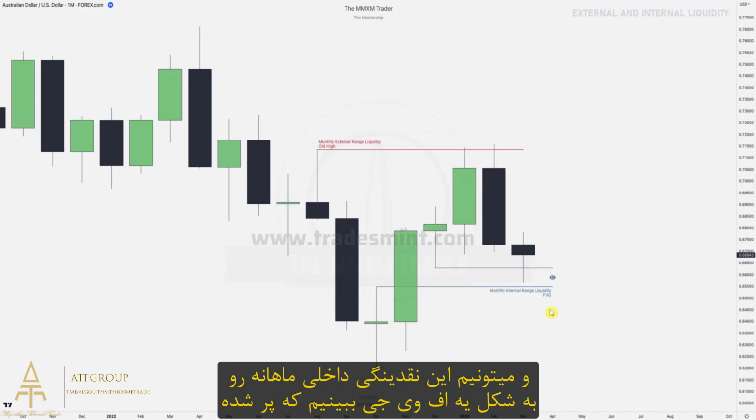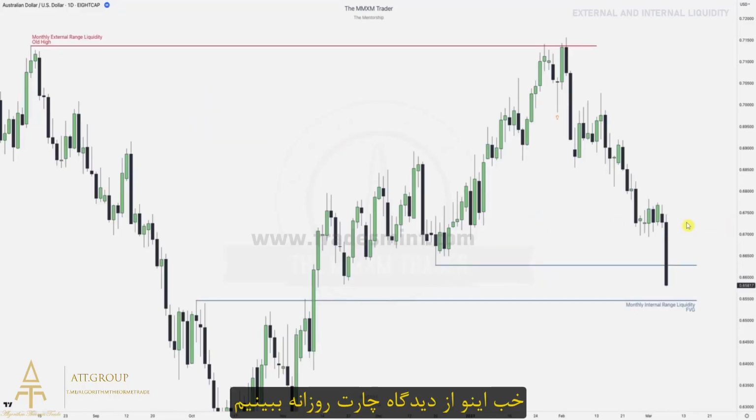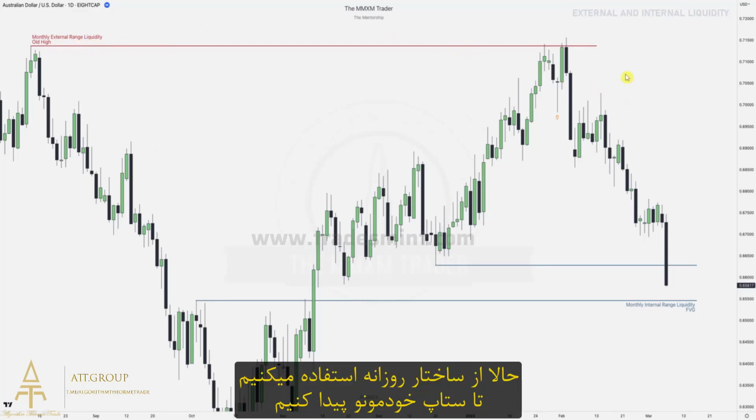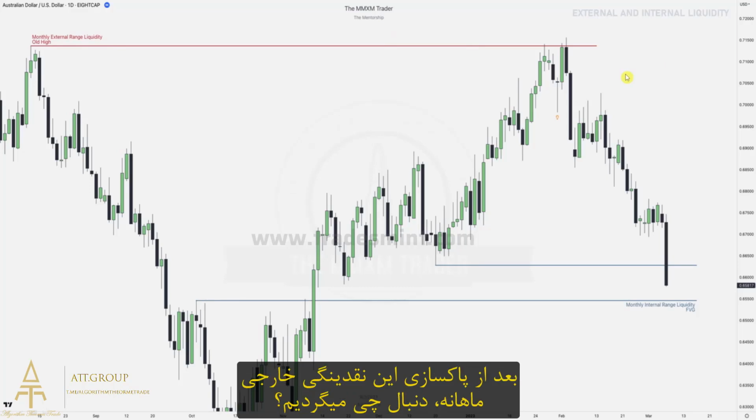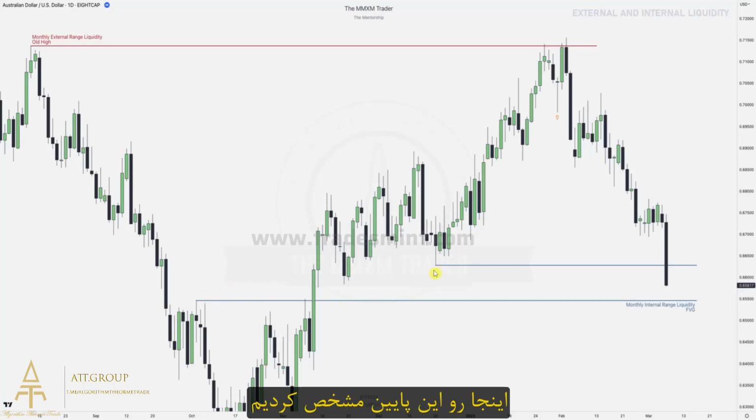We can see this monthly internal range liquidity in the form of a fair value gap gets stacked. Now, what happens afterwards? Right? Let's look at this from a daily perspective. We take out the monthly external range liquidity. Now, using daily structure to frame our setups, what are we going to be waiting for? After this monthly external range liquidity has been taken, we're going to look for a monthly internal range to be the drawn liquidity. We have this outlined down here.